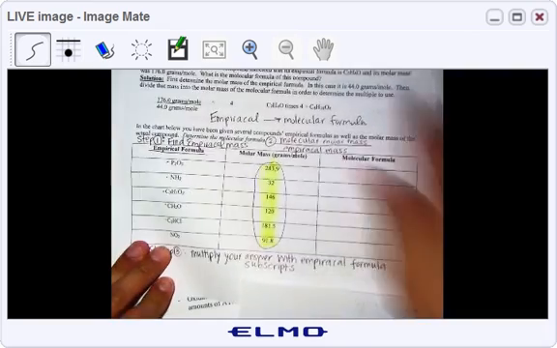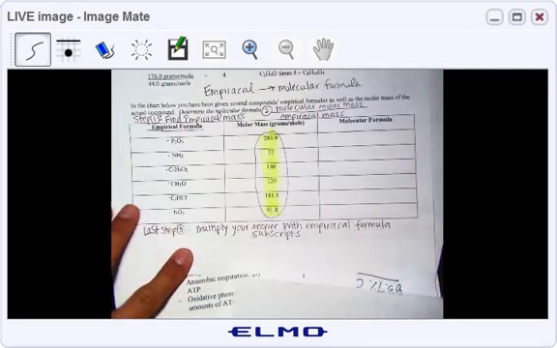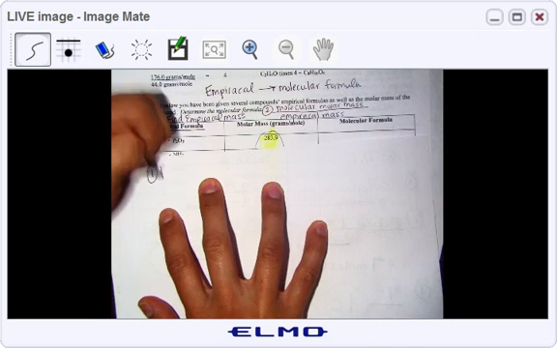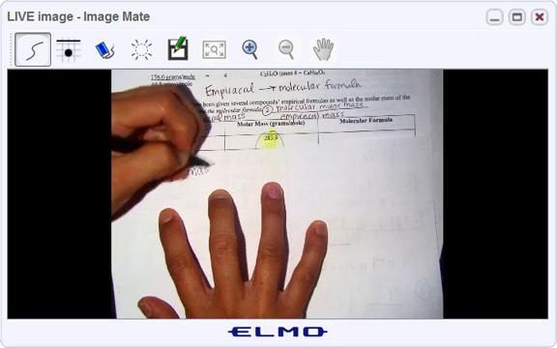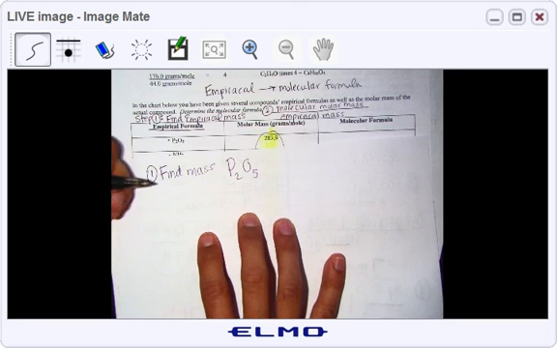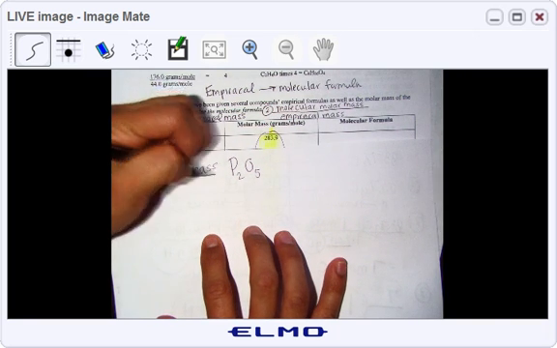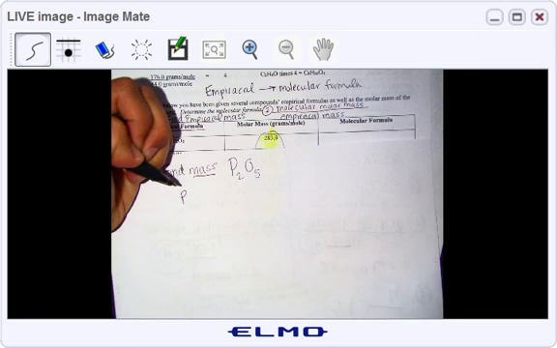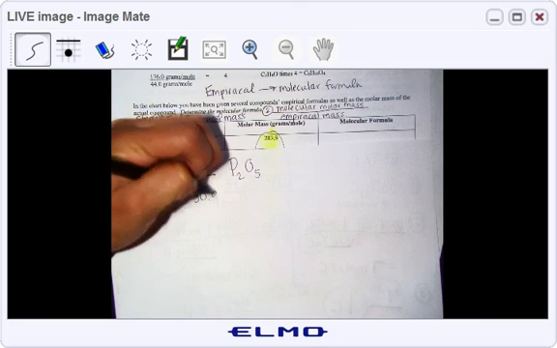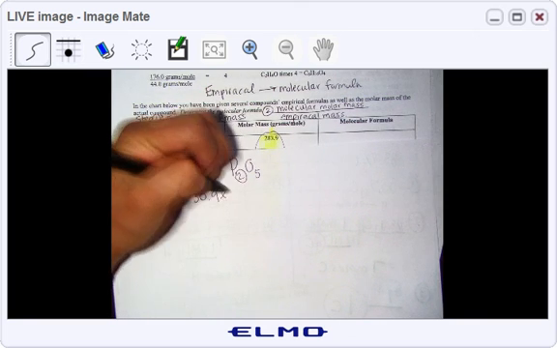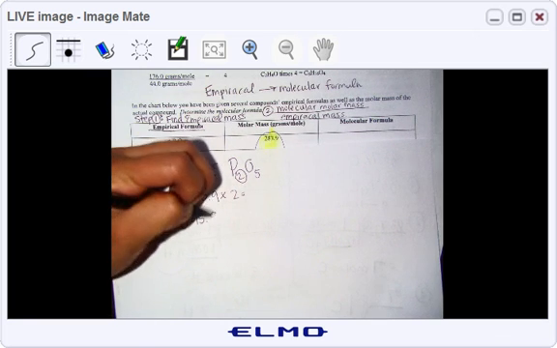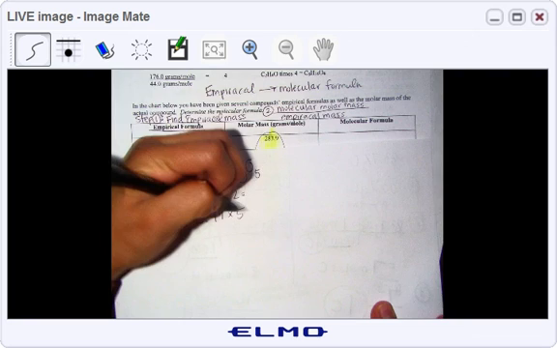I'm going to do this on an extra sheet of paper as well. So we're finding the mass for P2O5. So I go to my periodic table because you see the word mass. P for phosphorus is 30.9 grams, but I have 2 of them. Okay. Oxygen, the mass is 15.99, but I have 5 of them.